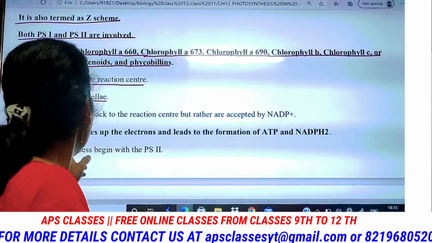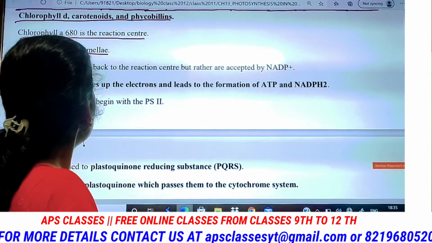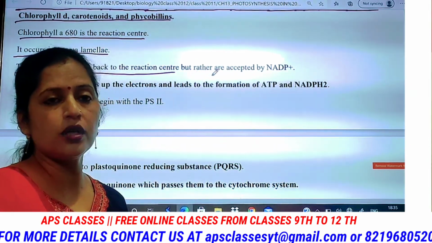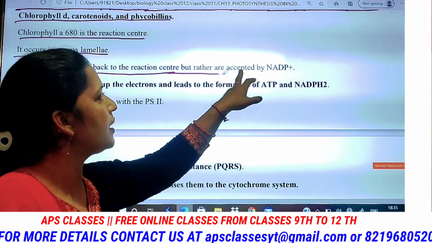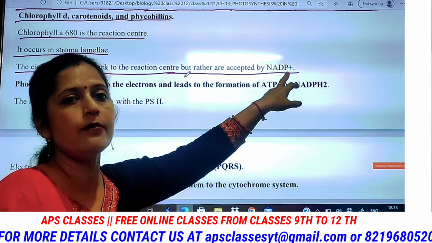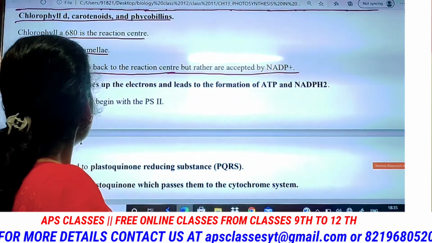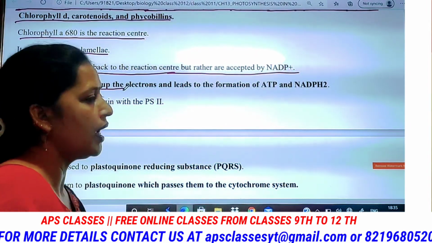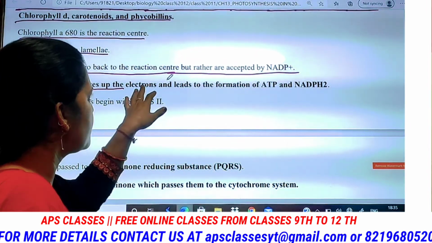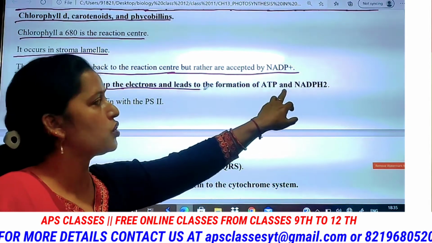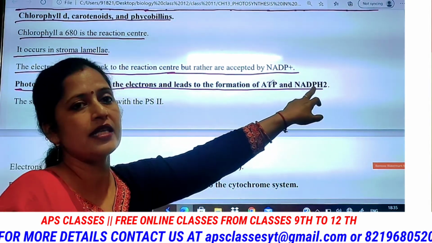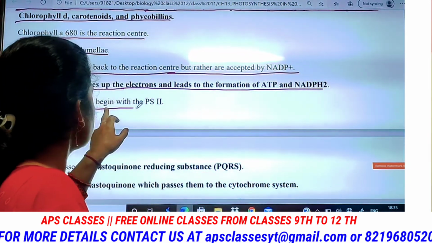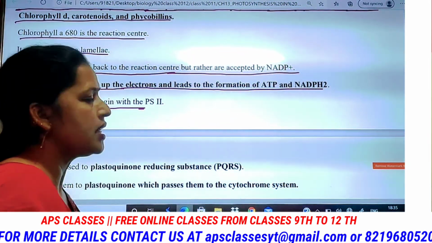Where does it occur? In the stroma lamella. The electrons do not go back to the reaction center. Now the electrons do not go back to the reaction center but rather are accepted by NADP positive. Photolysis of water uses up the electrons. Now this photolysis of water directly uses up the electrons and leads to the formation of ATP as well as NADPH2.